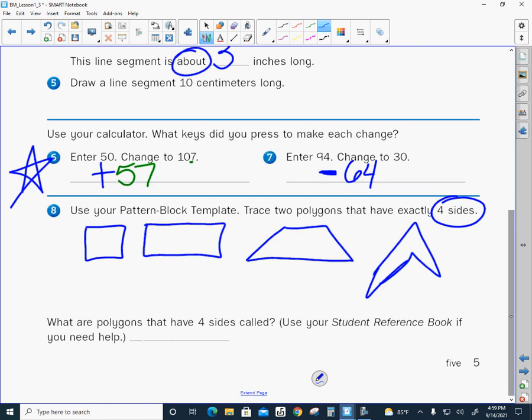And then what are polygons that have 4 sides called? Now, if you were at school, you could have used your student reference book, but does anybody know what a polygon with 4 sides is called? I'll bet you learned it last year. It's called a quadrilateral.